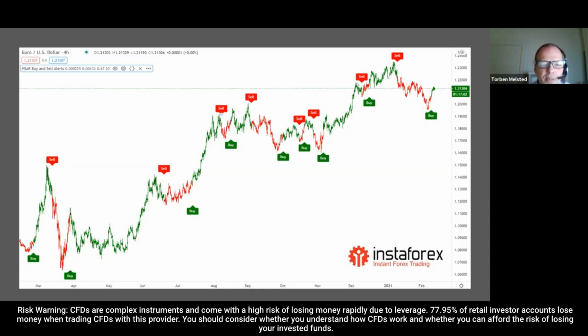Could you show and explain the setting of the moving average and the stochastic?